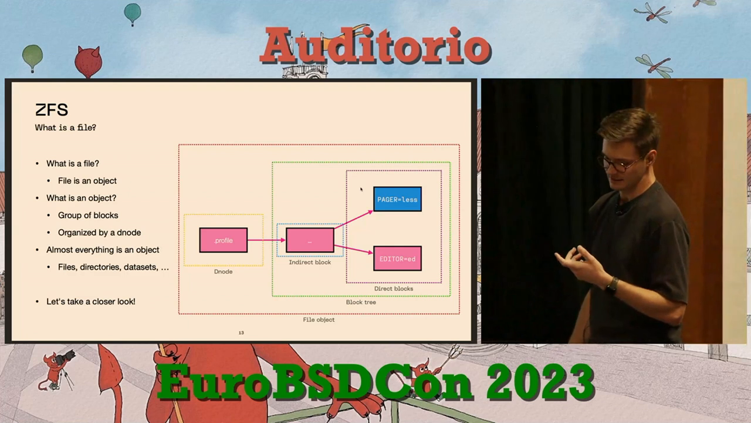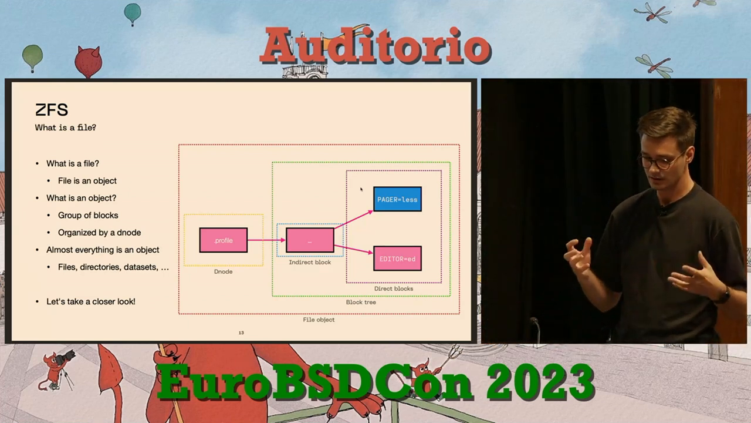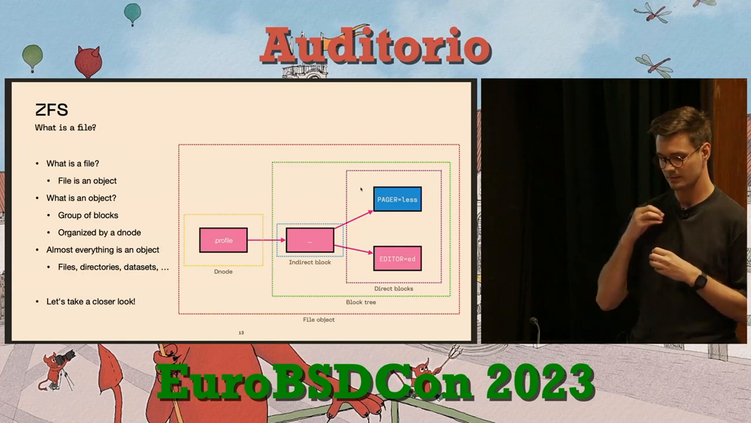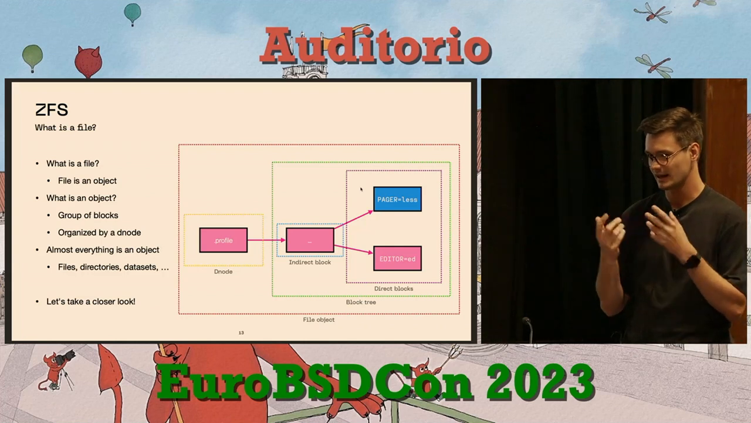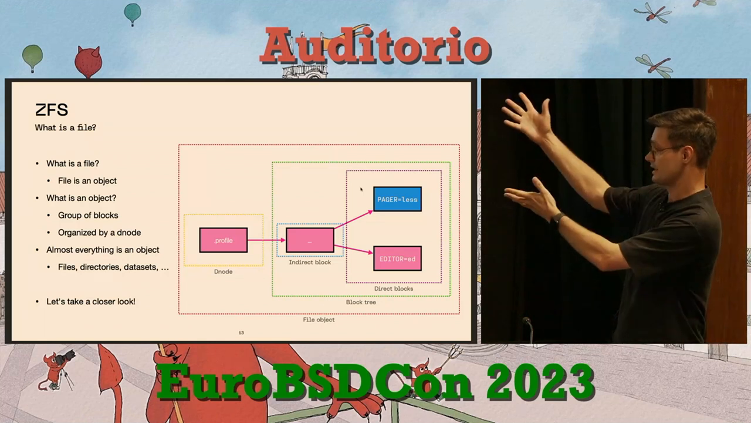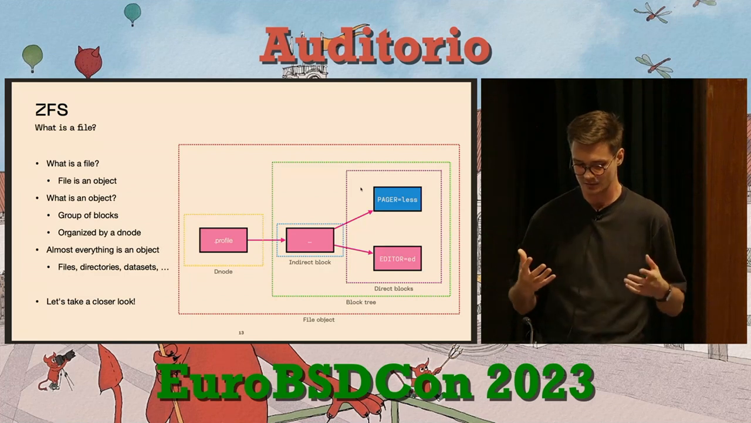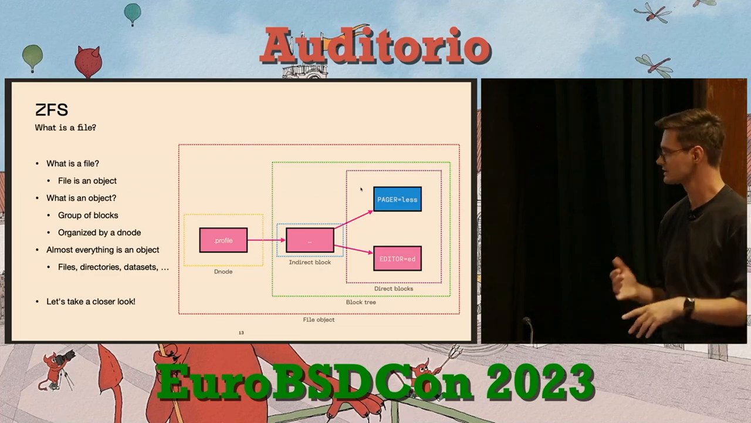So what is a file in ZFS? It is an object. And an object is just a group of blocks that is organized at the top by a dnode, which is something like an inode in UFS. And almost everything is an object in ZFS: files, directories, datasets.